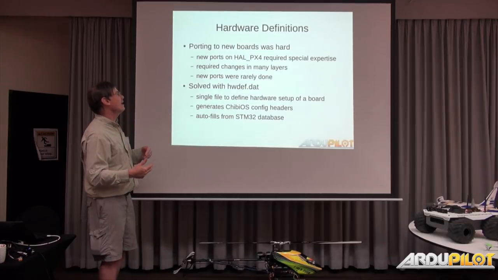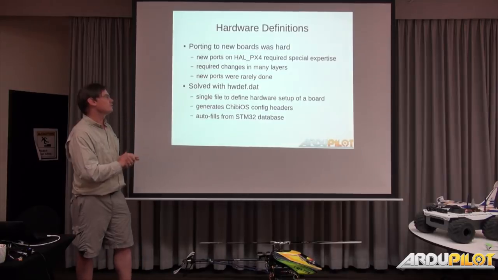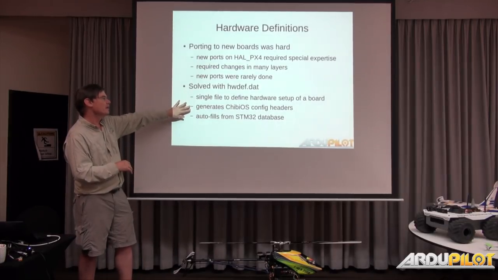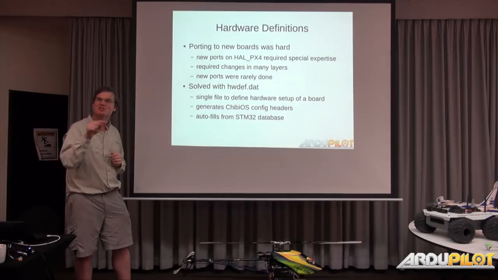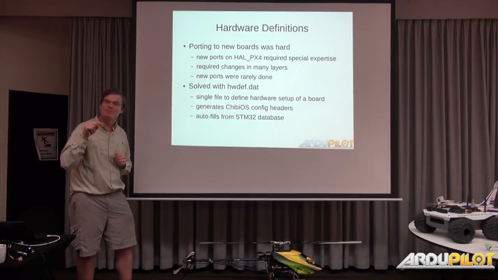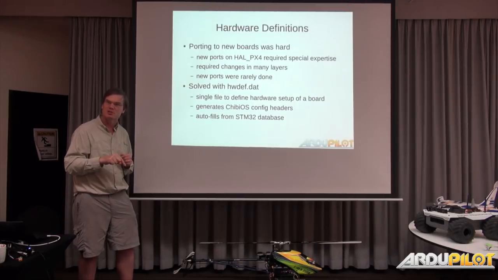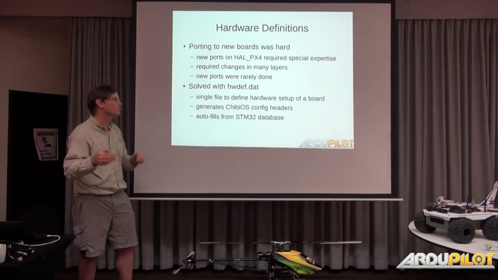All right, so how have we done it? We've created this concept called hwdef.dat, a single file to define the hardware setup of a board. Then we have a Python script that processes hwdef.dat and generates the ChibiOS configuration. It generates it in a human readable fashion, so you can go through and check it if you've read the ChibiOS book and understand what it's doing. But for most people, they don't have to.